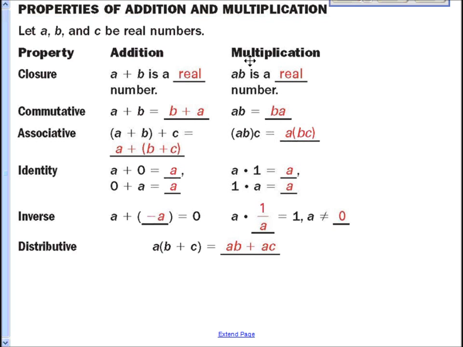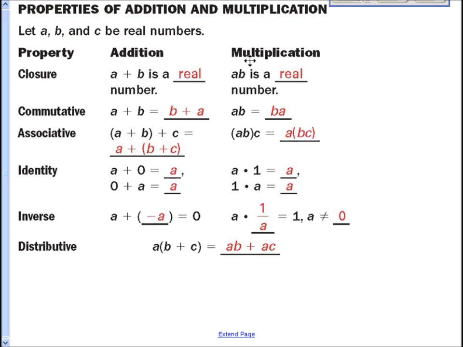Now let's talk about the commutative property of addition. So commutative is just saying, hey, you know what? 2 plus 3 is the exact same thing as 3 plus 2, right? So that's the commutative property of addition. And you also have a commutative property of multiplication. 2 times 3 is the exact same thing as 3 times 2. They're both 6, right? So you probably remember a lot of these from Algebra 1.